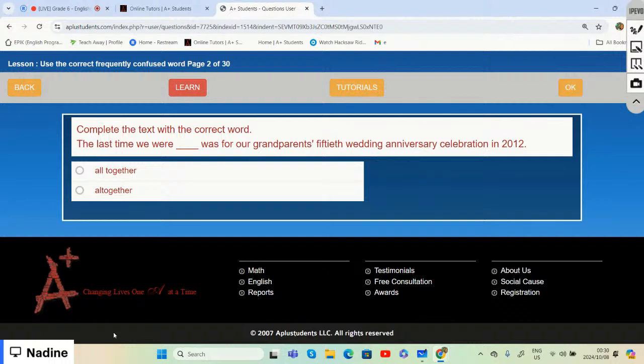So we need to complete the text of the next one. We need to complete the text with the correct word. The correct one for the first one was option two. For the first one, the correct one was option two, whose, which is W-H-O apostrophe and S.